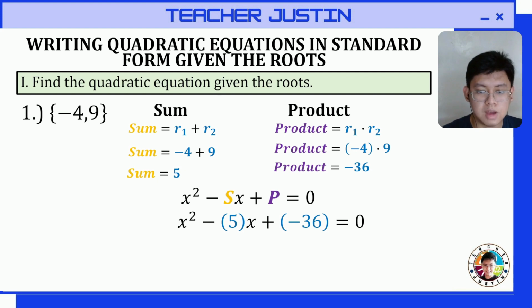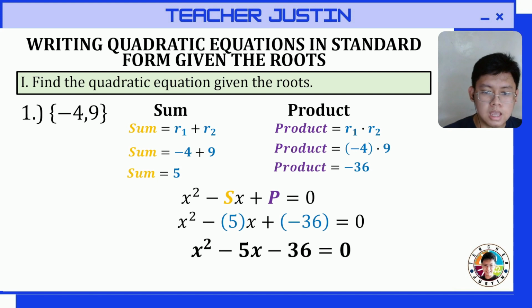So, now let's simplify the signs. Negative times positive is negative. Positive times negative will be negative. So, yung equation natin will be x squared minus 5x minus 36 is equal to 0. And that's it. Ta-da!